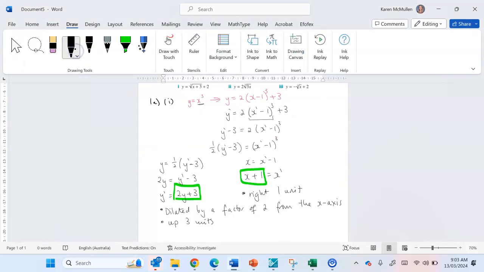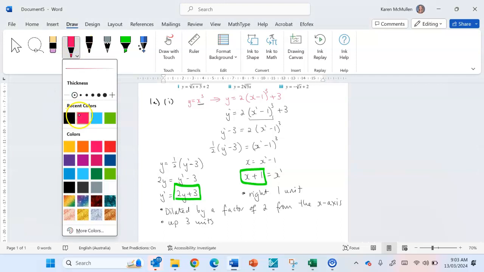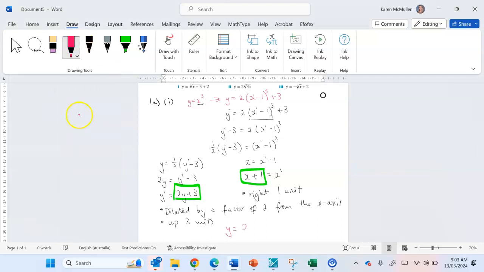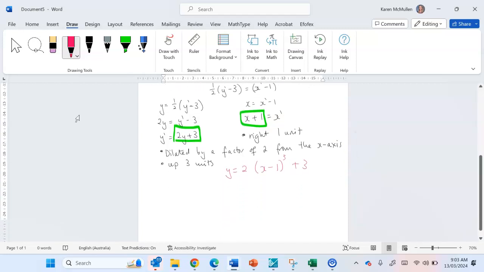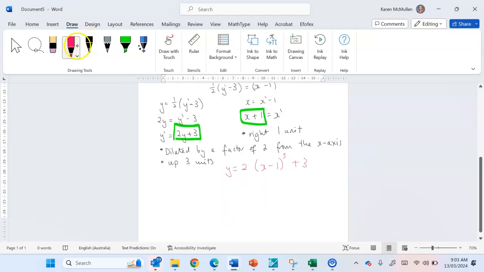So let's rewrite our original equation. So y equals 2 times x minus 1 cubed plus 3. Now, the important thing is we are going just from x cubed, okay? So we're not going from a complex graph to another one. So that's why we can do it by inspection.